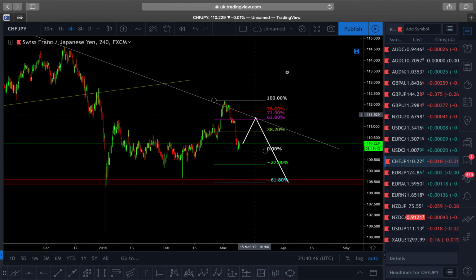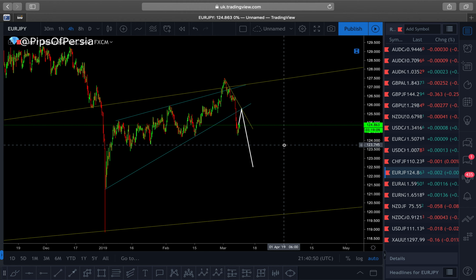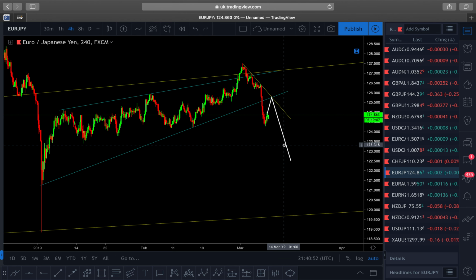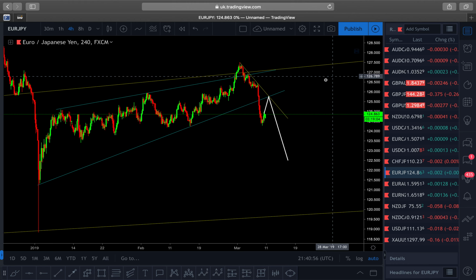In this case, we can actually ride this pair down all the way to the minus 61.8. Euro versus the Japanese yen. Again, on a larger scale, I'm going to remain bearish on this pair as well.